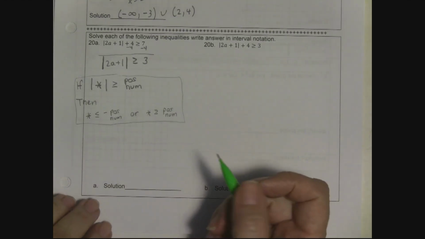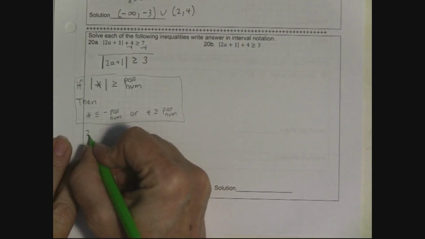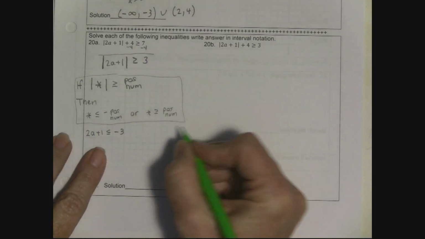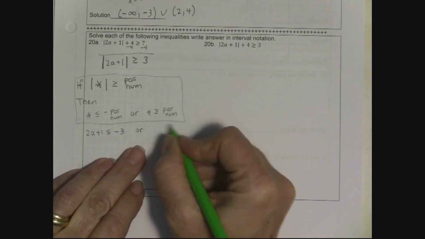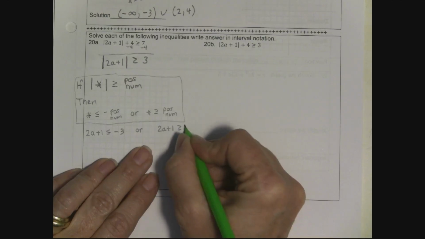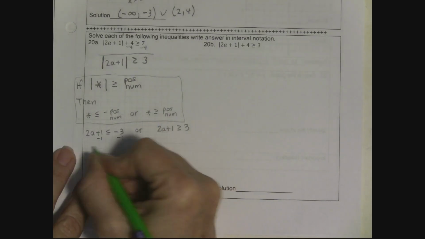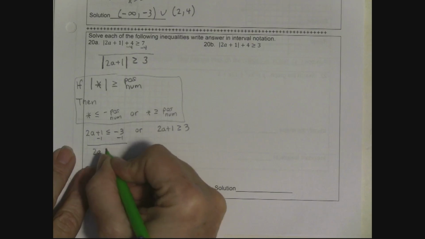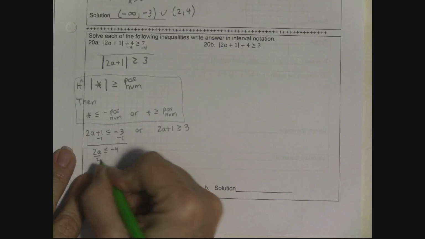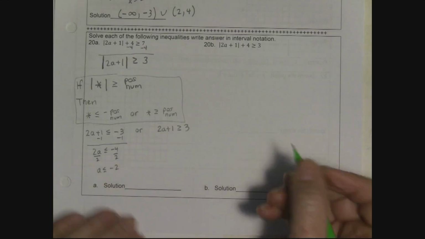So, okay. My star is 2a plus 1. So this means I have to solve 2a plus 1 is less than or equal to negative 3, and then my other solutions, or 2a plus 1 is greater than or equal to 3. And I'm going to take away 1. So I get 2a is less than or equal to negative 4. And then I'm going to divide by 2. So I get a is less than or equal to negative 2.